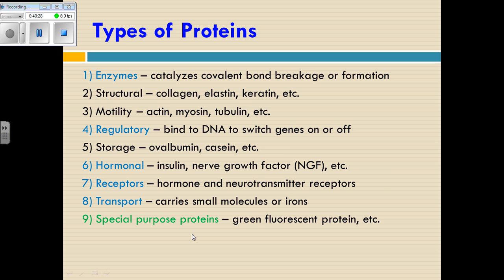And then the special purpose proteins, that's in green. That's used by different people for different reasons. So depending on your research, it may be important to you. A good example, this is green fluorescent protein. We use that a lot of times to mark things. So if a reaction happens, it will make the green fluorescent protein glow.